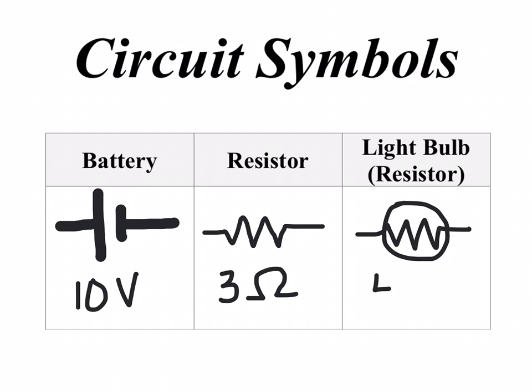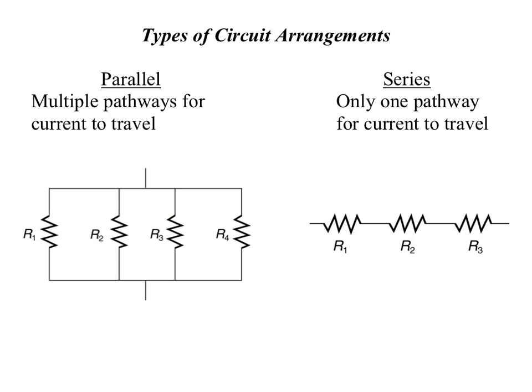And again, we'd have another symbol or number associated with that. Again, I just picked those numbers out of thin air. Every resistor is not 3 ohms. Every light bulb is not 4 ohms. It's just some numbers that I picked out. So from there, we can have these symbols.